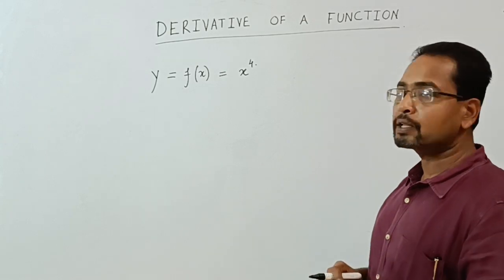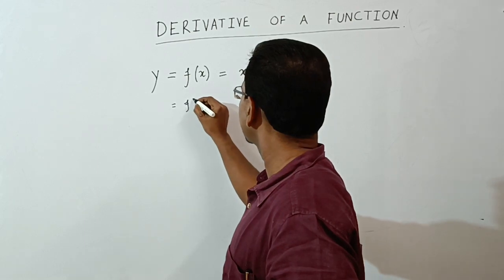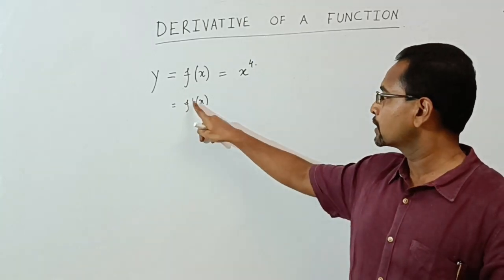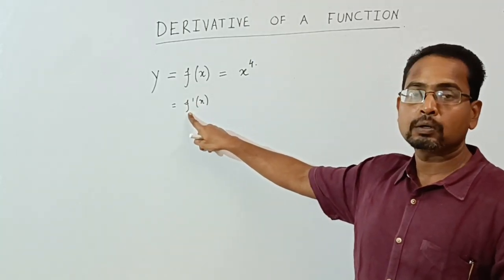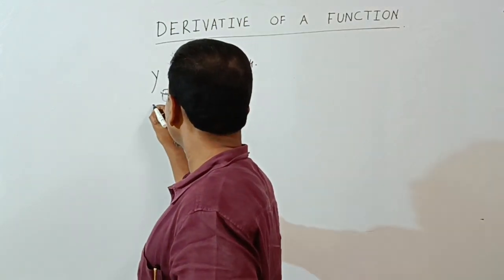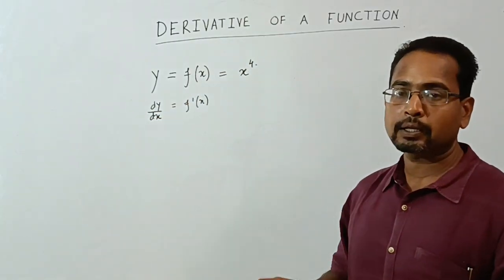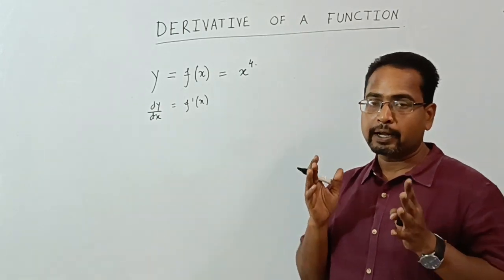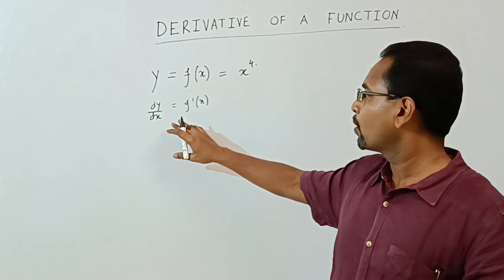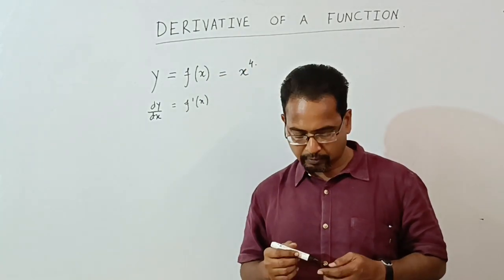Now the derivative of a function is denoted by f, we give a dash over here, f dash x. This dash denotes that we are going to find the derivative of the given function. We can also write this as dy by dx. So this dy by dx is nothing but your f dash x. The derivative of a given function we denote by dy by dx or by f dash x. Derivatives are of many different types.